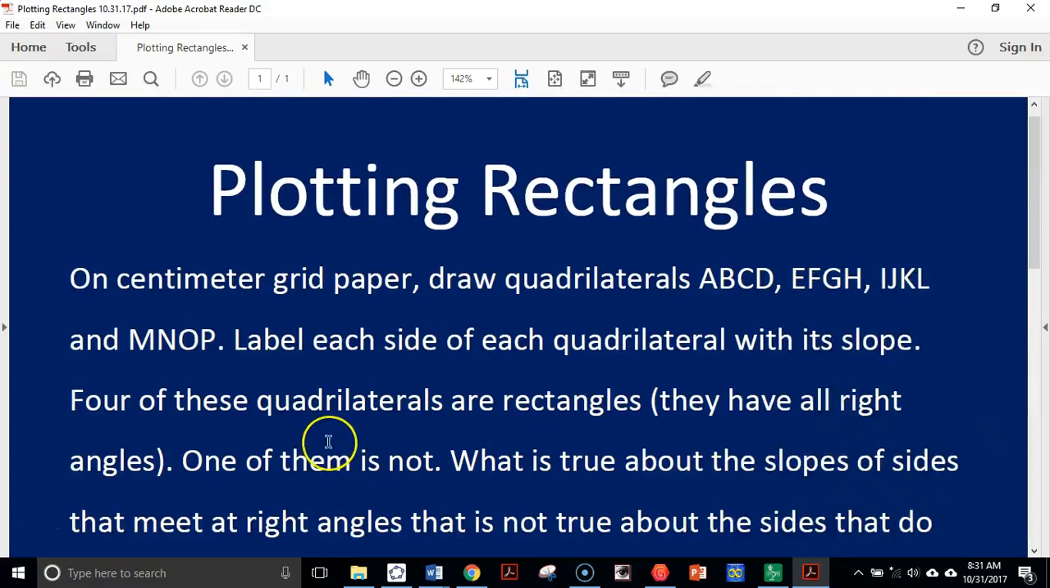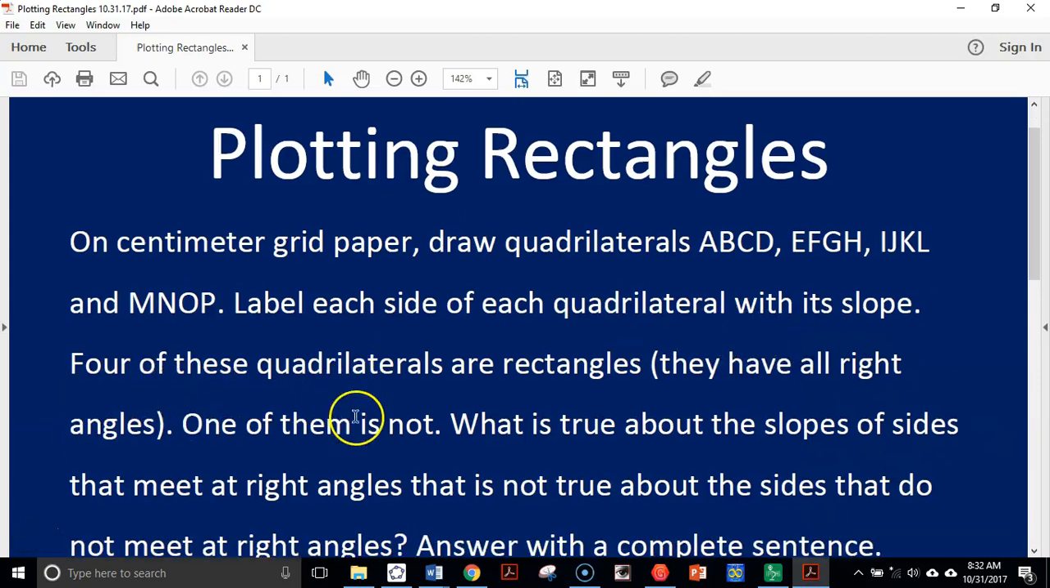Alrighty, in this activity we're going to be plotting some points to draw rectangles. It says here, on centimeter grid paper, draw quadrilaterals A, B, C, D, E, F, G, H, I, J, K, L, and M, N, O, P. Label each side of each quadrilateral with its slope. You don't have to show your work here, you just need to label each side with its slope.